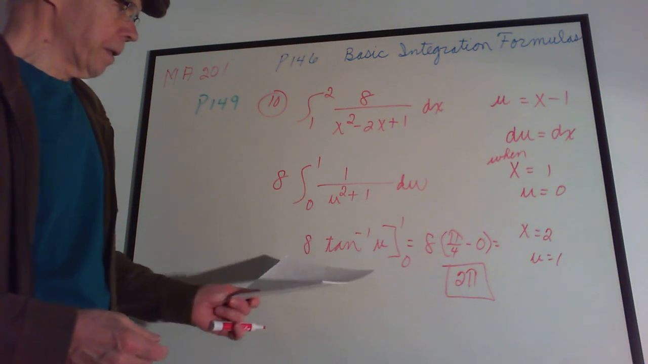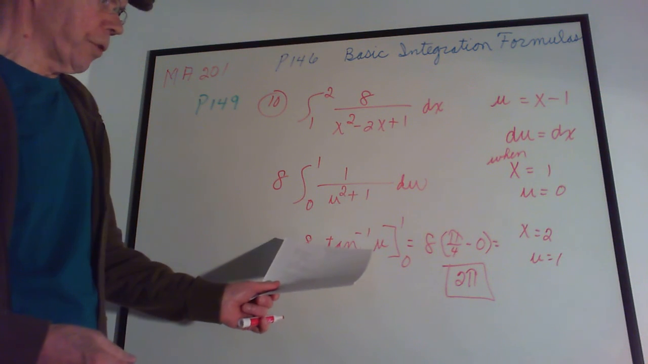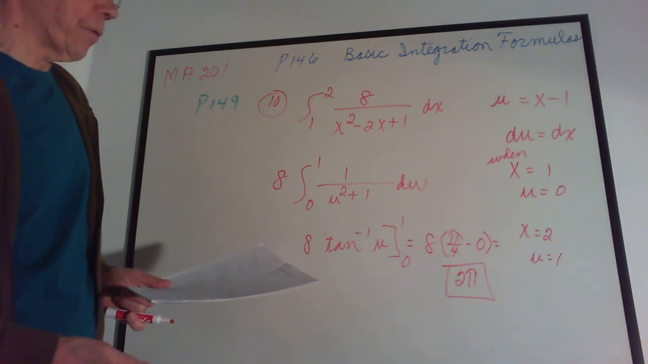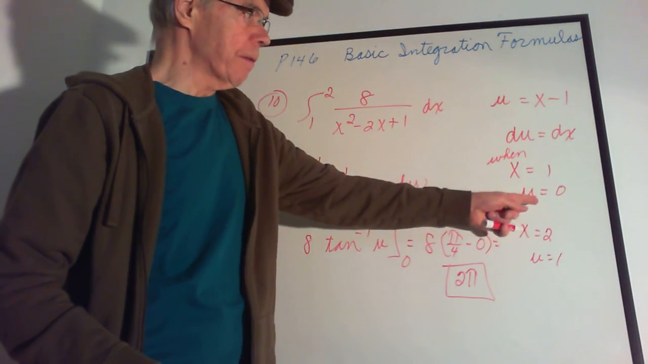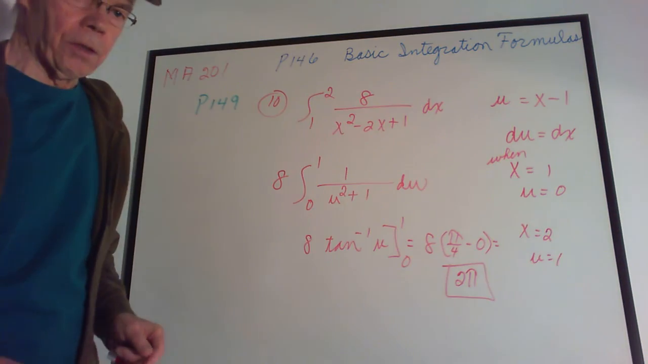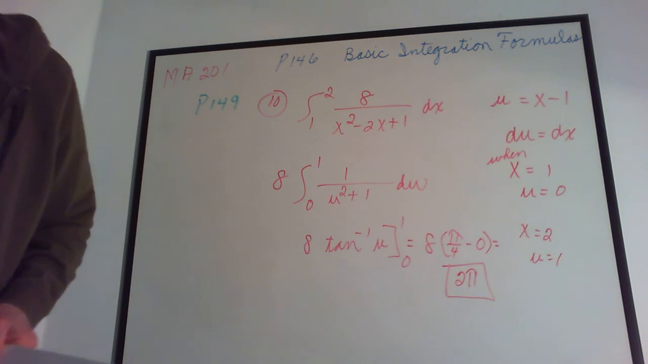Now use the formulas, you'll find out that this will equal the inverse tangent of u. Now you have to alter the upper and lower limits. So when x is 1, u is going to be 0. When x is 2, u will be 1. So make sure you don't forget to change your upper and lower limits.